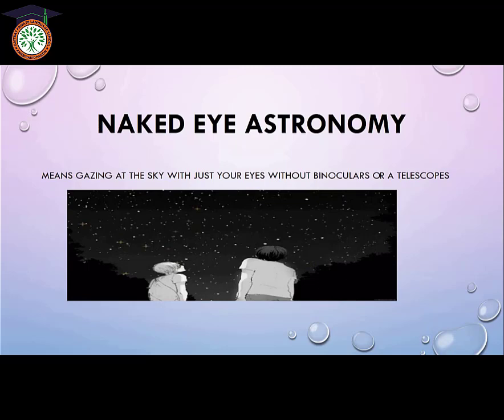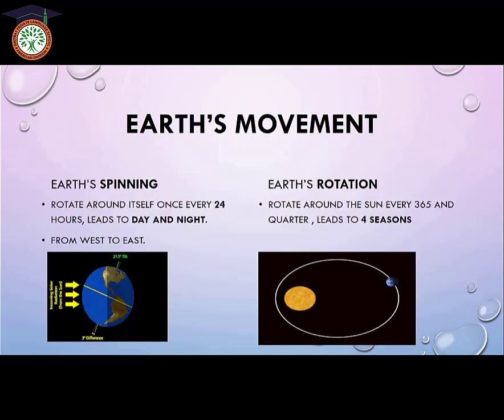So looking at the sky with our eyes is called naked eye astronomy. Next we will know the Earth movement. The Earth has two main movements, spinning and rotation.